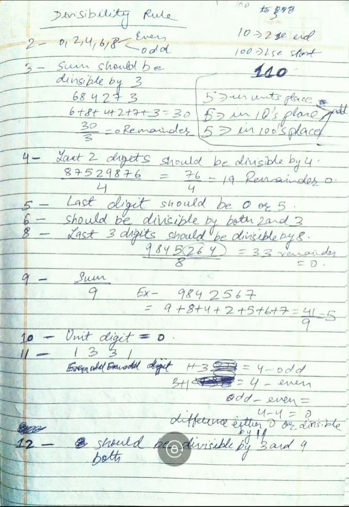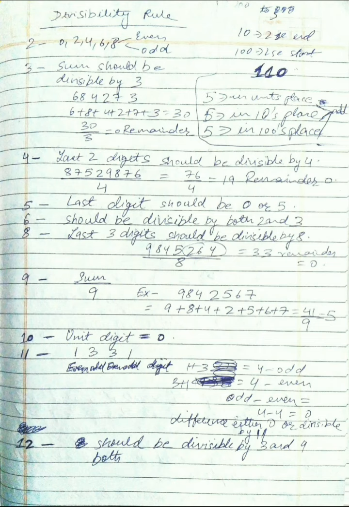In case of 8, the last three digits should be divisible by 8. That is, if the number is 9845264, as in the example given here, we check the last three digits, that is 264 by 8. The quotient is 33 and the remainder is 0. That is, 264 is divisible by 8, so this number will be divisible by 8.